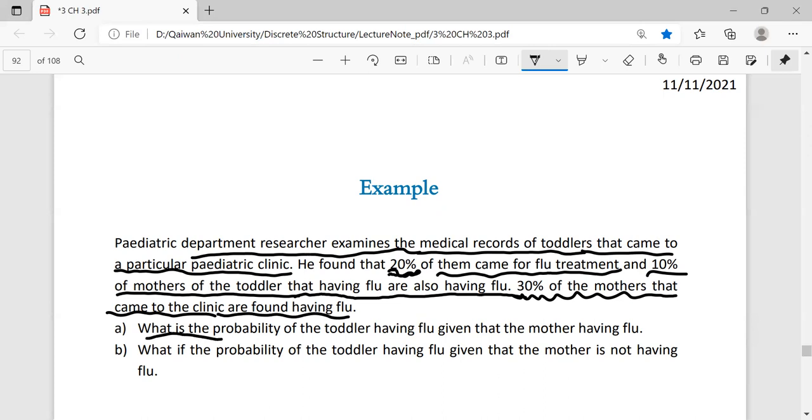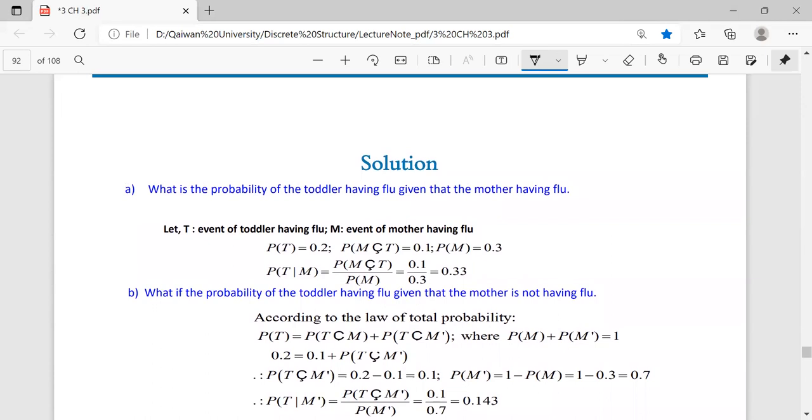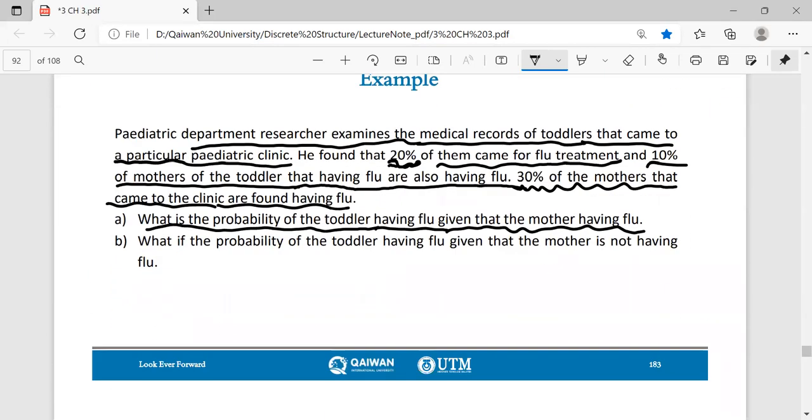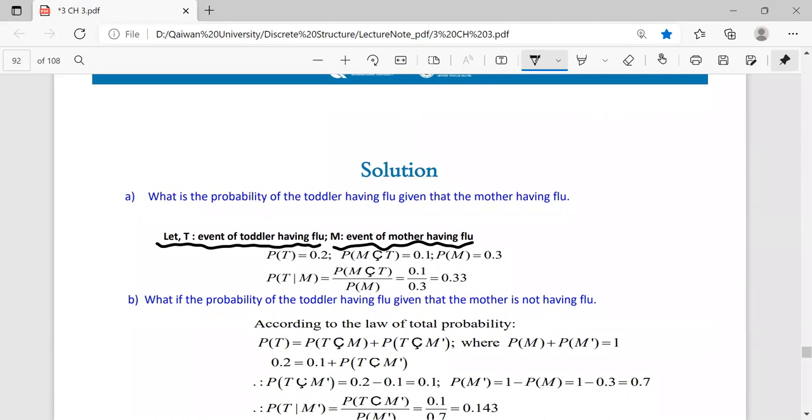It says, what's the probability of the toddler having flu, given that the mother has flu? Let's see. We let T be the event of the toddler having flu, and M the event of the mother having flu. So the probability of T is given above, it's 20%. It says 20% of the toddlers having flu. That means the probability of T is 0.2. And here we should find the probability of M intersection T. It's given also.